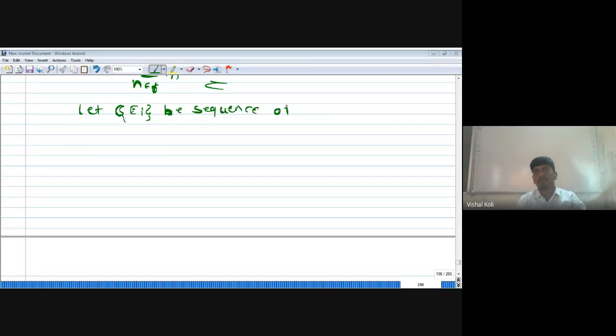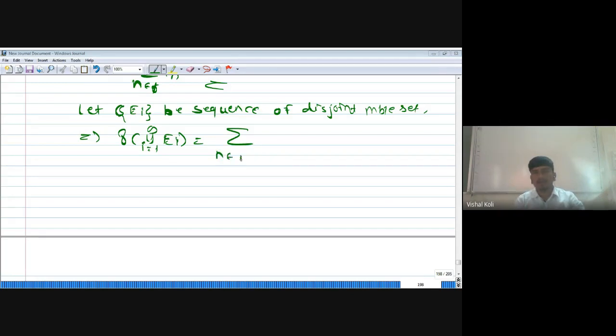Sequence of disjoint measurable sets, which implies gamma of the union over i running from 1 to infinity of Ei, from the defined function, is nothing but the summation over n belonging to the union over i running from 1 to infinity of Ei of an. But this can be written as the summation i running from 1 to infinity of the summation over n belonging to each of Ei. Both are the same things.